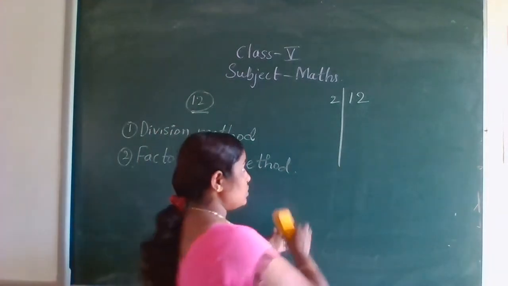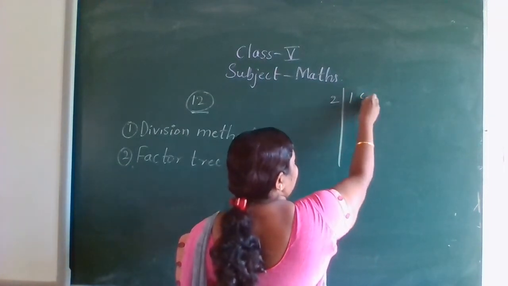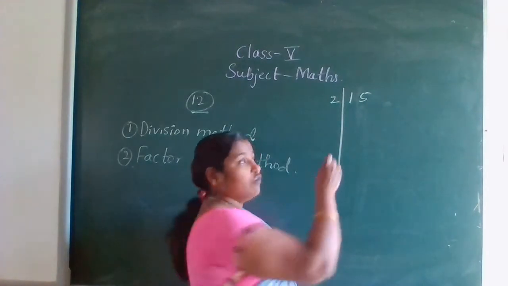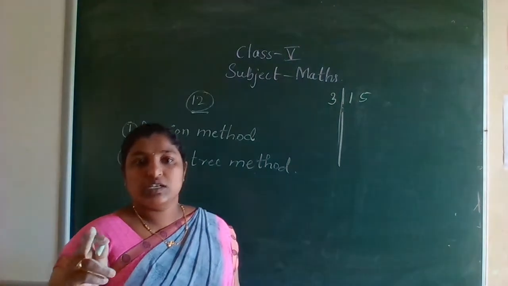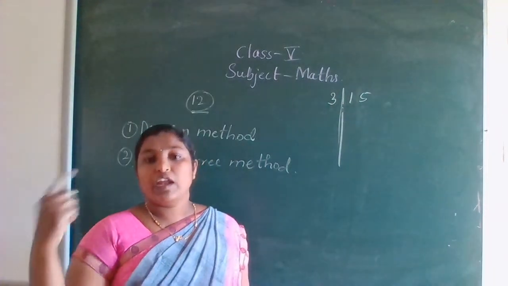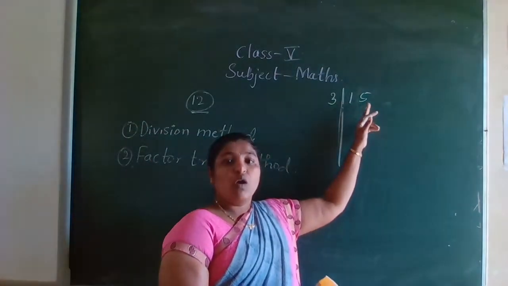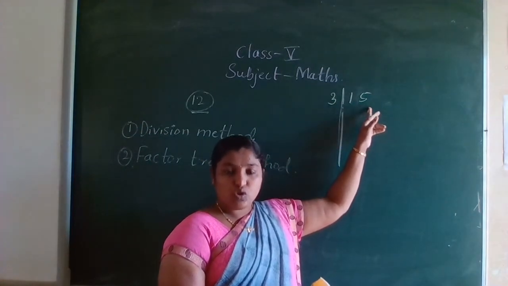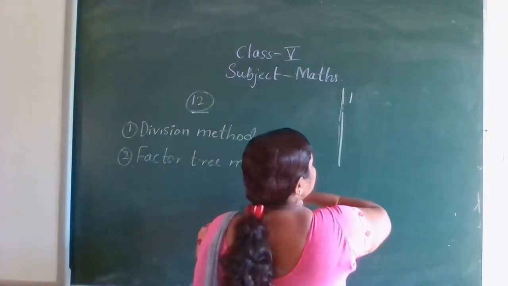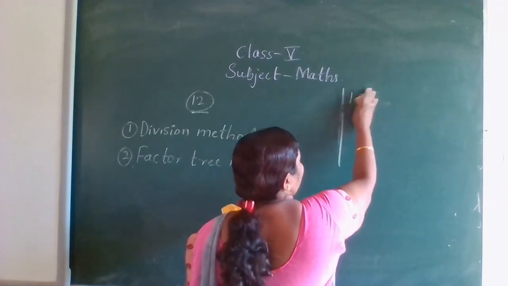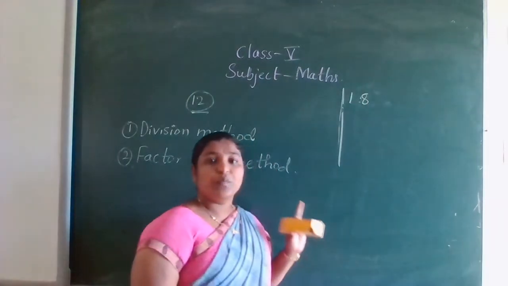Suppose 3 or 5 is there, you should take 3 first. Got it? 2 and 3 you have to take first. When you should take 2 and when you should take 5, I will tell you. If the ones place has 1, 3 or 5, you should take 3. If the ones place has 0, 2, 4, 6 or 8, you should take 2.